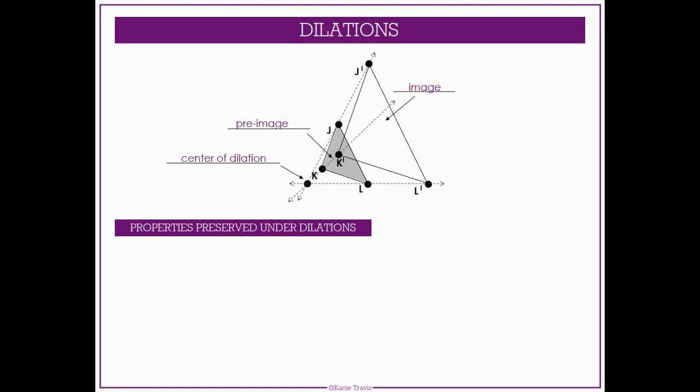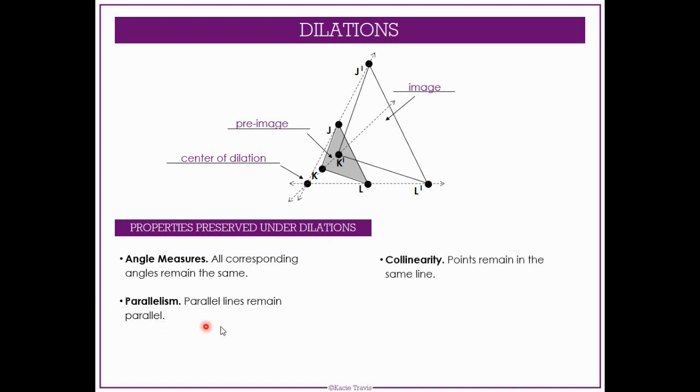Let's look at some properties that are preserved under dilations. The properties that are preserved under dilations are angle measures. All the corresponding angles are going to stay the same. Next, we have parallelism. Any parallel lines are going to remain parallel between our sides. Collinearity: any points that are on the same line are still going to be on the same line after.